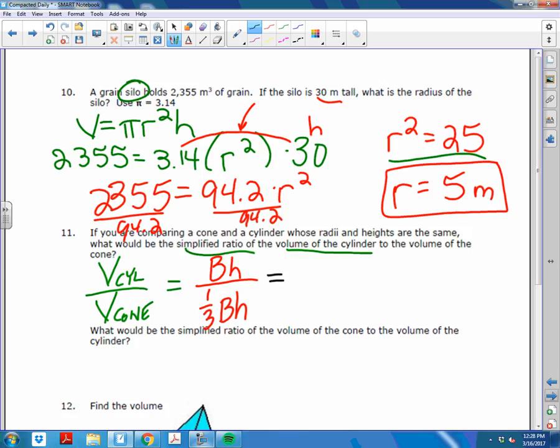If you have variables over themselves that are identical, they actually cancel because the measurements are the same, which means that you're left with 1 over 1/3. And 1 divided by 1/3 is 3, or 3 over 1, because it specifically said cylinder over cone.